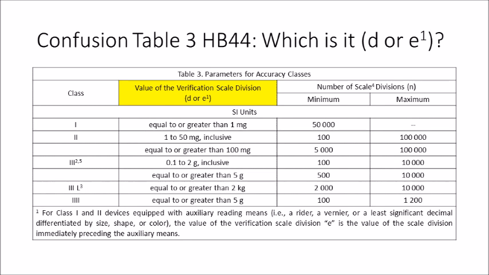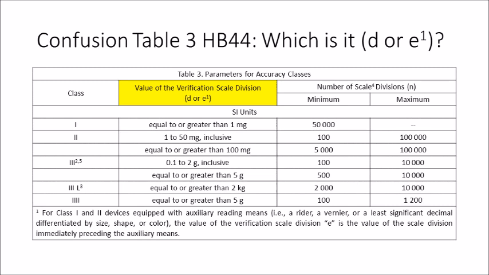Now I want to move to minimum load, but I need to do that by going through Table 3, which is the parameters for accuracy class. And what I want to focus on is the column header in column 2. Now this says the value of the verification scale division and in parentheses D or E. Well, which one is it?